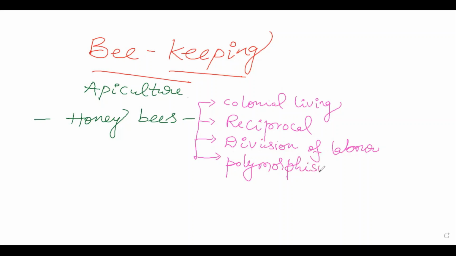Polymorphism means we will see honeybees having three castes. Caste differentiation like drones, queens, workers, etc. So polymorphism is seen in the honeybees.